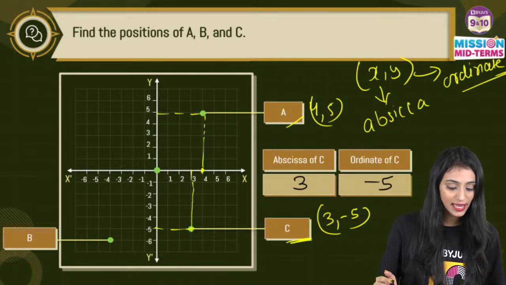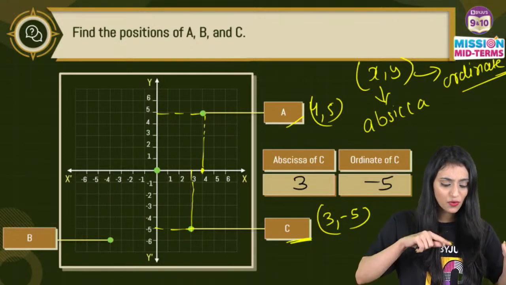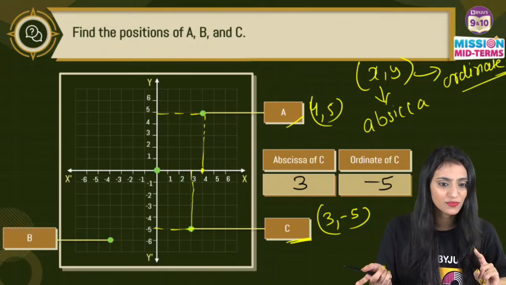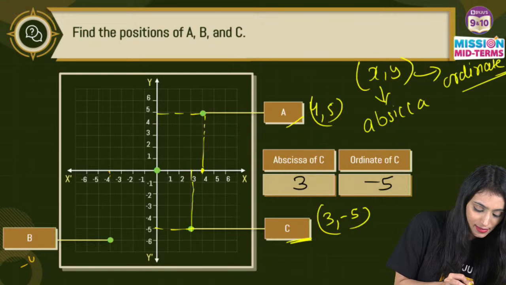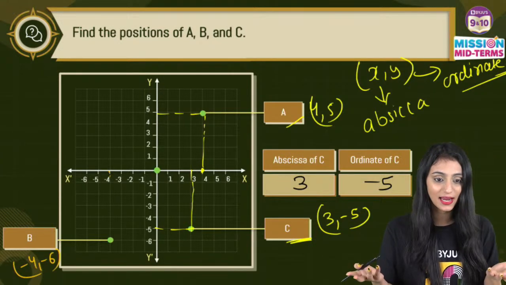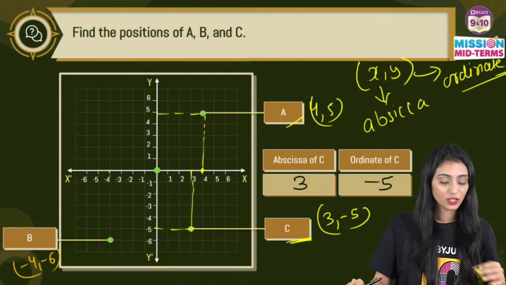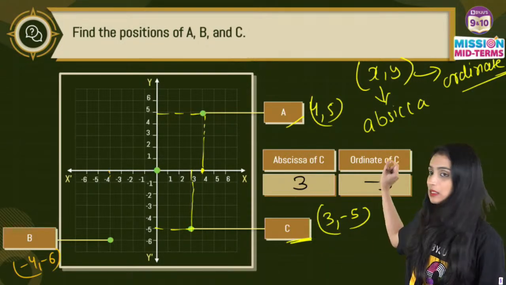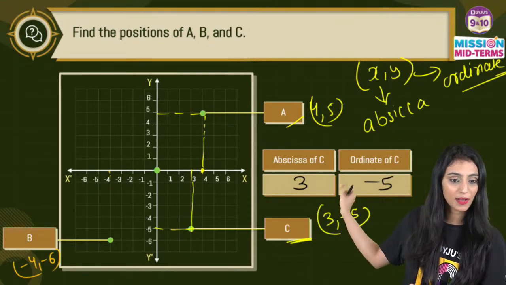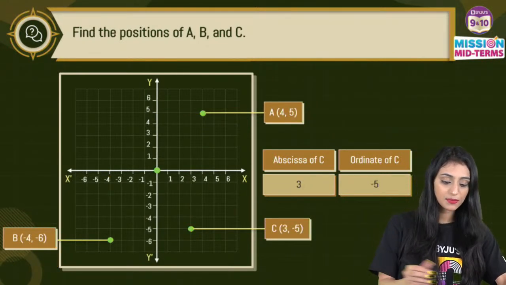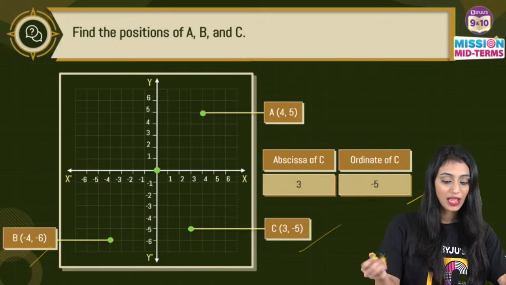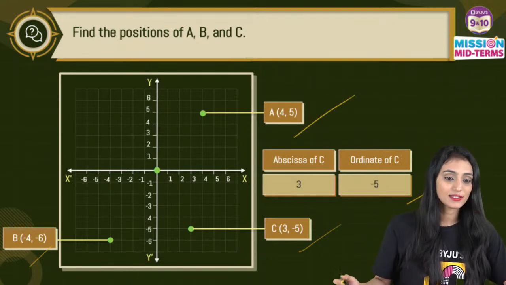Yes, B's coordinates, I can see answers. You are all saying -4, -6. Somebody said -6, -4. There's no confusion here, right? So on the x-axis it is -4 and this is -6. -4, -6, right? This is the one. Not -3, -6. I think it was not clearly visible on the screen. So -4, -6 would be the one. So here we have answers. -4, -6 are the abscissa and ordinate for B, and for A that's 4, 5.